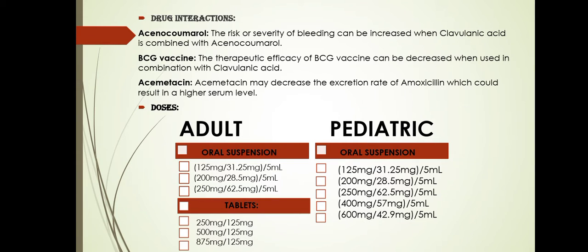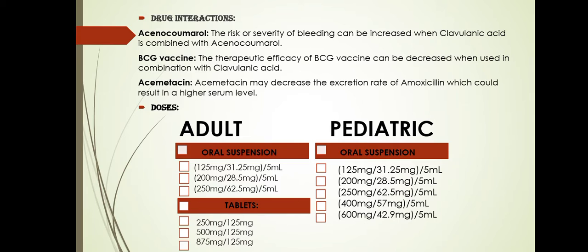Here are some drug interactions of amoxicillin plus clavulanic acid. The drug name is acenocoumarol. The risk or severity of bleeding can be increased when clavulanic acid is combined with acenocoumarol. Now, BCG vaccine: the therapeutic efficacy of the BCG vaccine can be decreased when used in combination with clavulanic acid. Methotrexate may decrease the excretion rate of amoxicillin, which could result in higher serum levels.